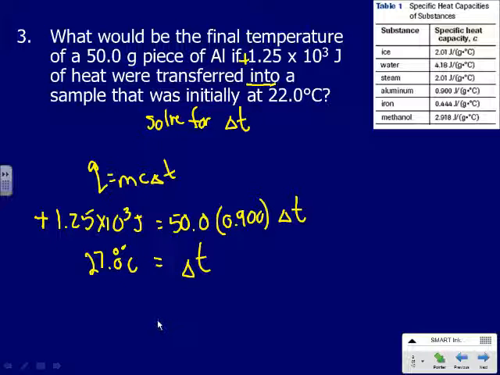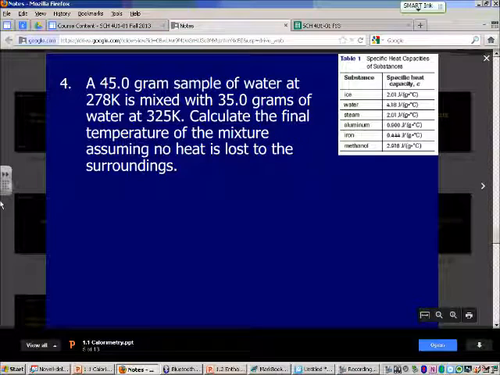So you could rearrange the equation, but if you think about it, if you start at 22 and the temperature change is plus 27.8, you're going to add those two things together. 22.0 degrees Celsius plus 27.8. What do I have here? 49.8? 49.8 degrees Celsius. Okay? All right? There's my number 4.